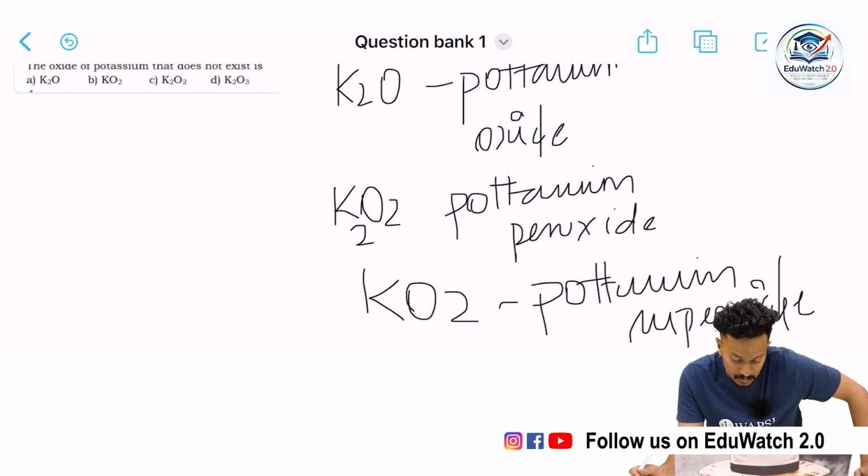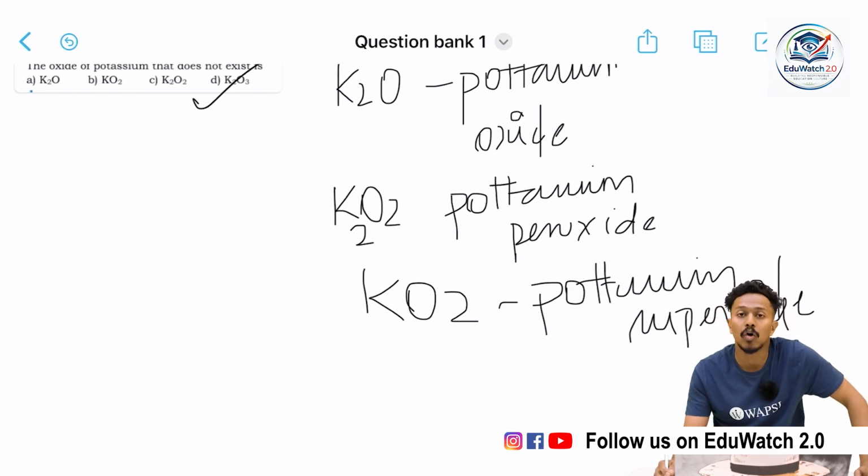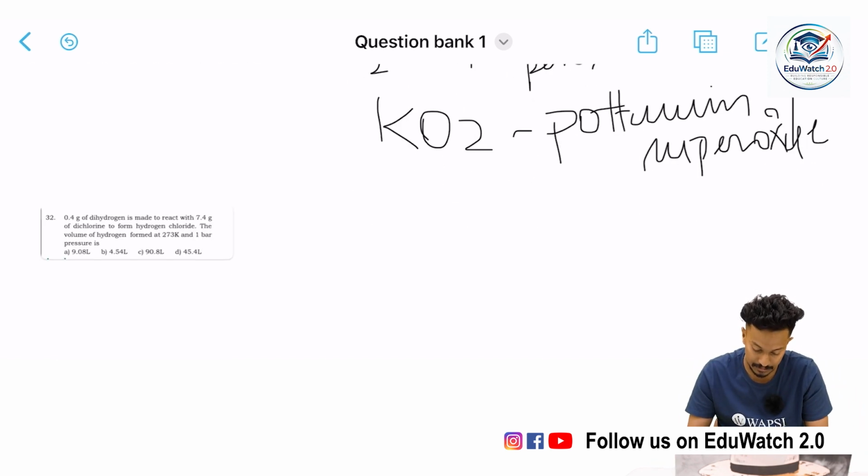So the correct answer would be K2O3, which is not an oxide of potassium. Okay, shall we move on to our next question?